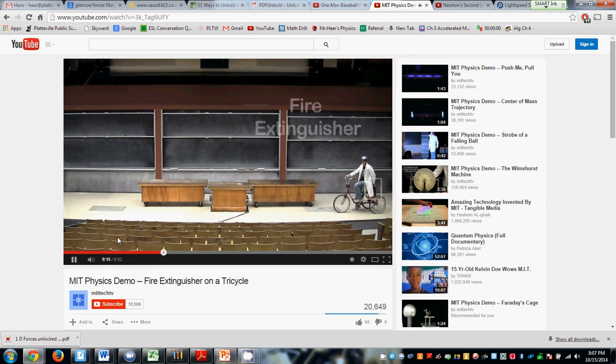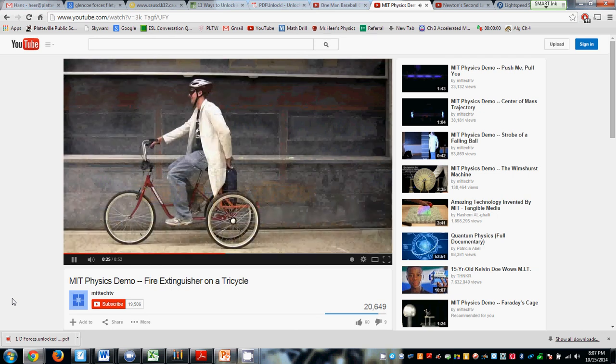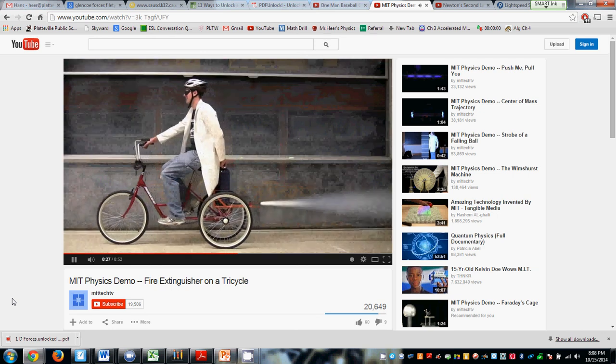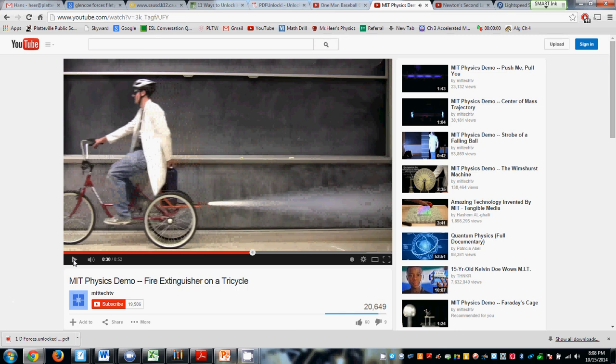of his tricycle. So what's going to happen is there's going to be an action, and you're going to have a reaction. The force pushing out the back propels this person forward. Now it's funny because the forces are equal and opposite. The force that is propelled this way is exactly equal to the force this way. The forces are the same.